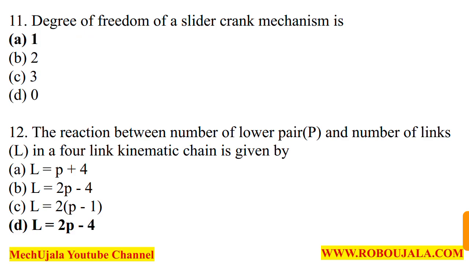Now in question number 12 they are asking the relation between the number of lower pairs P and the number of links L in a 4 link kinematic chain. So we can give the relation between L and P as L is equal to 2P minus 4, which is the correct option. So remember guys, this is very important because they can ask questions for calculating the number of links or the number of lower pairs. So we have to apply this formula L is equal to 2P minus 4 for calculating such types of questions. So option number D is the correct option for this question.